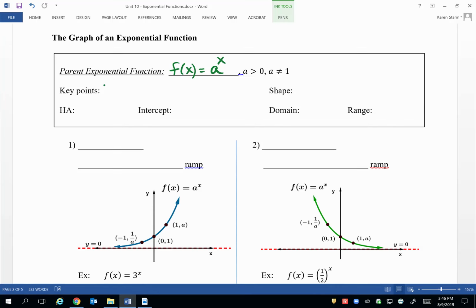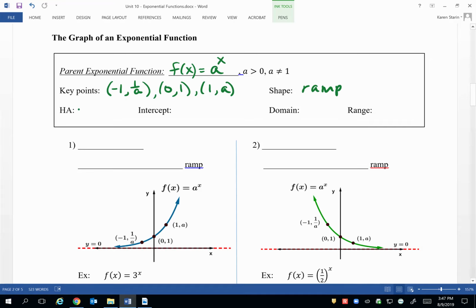function. So the key points, or what I like to call the anchor points, will be -1, 1 over a, 0, 1, and 1, a. And that's because the inputs, if we put in -1, a to the -1 power is 1 over a. The next input of 0, a to the 0 power is 1. And the next input of 1, if we take a to the first degree, that's a. So we'll call these shapes ramps.